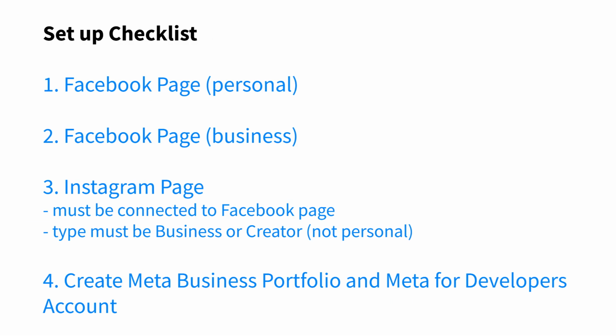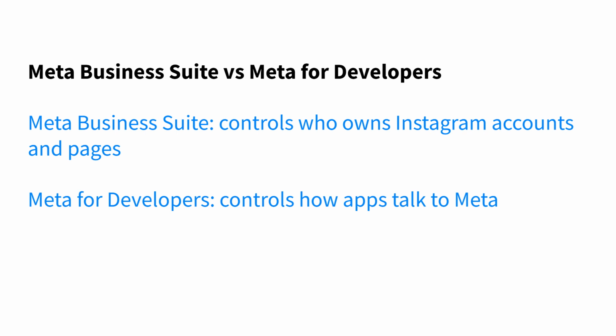Lastly, you need to ensure that you have both a Meta Business portfolio through the Meta Business Suite and a Meta for Developers account. Your Meta Business portfolio controls who owns Instagram accounts and pages, while the Meta for Developers controls how apps talk to Meta. So they're not the same thing, but you do need both of them to be able to get this whole thing to work.